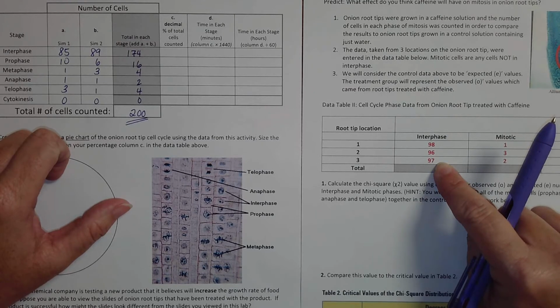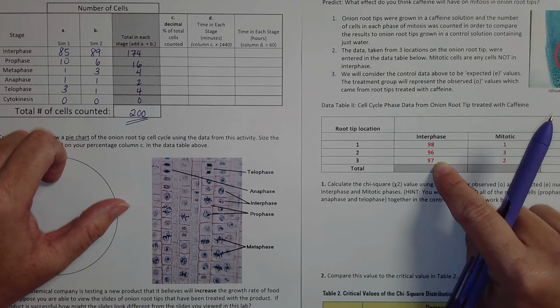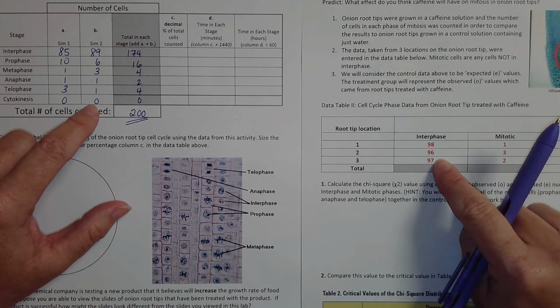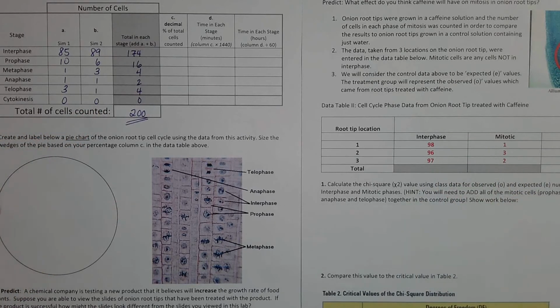Then this data here in the second table is showing you the mitosis rate that occurs when you treat the cells with caffeine. The null hypothesis is going to be basically that those two sets of data should be equal. In other words, the untreated cells' mitotic rate is the same as the caffeinated cells' mitotic rate.